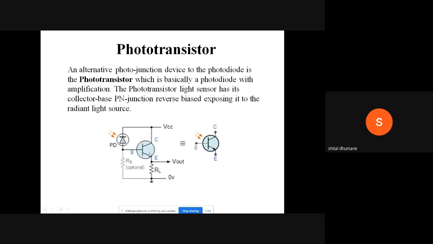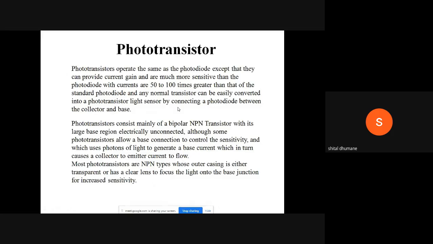So it has the same function as your photodiode; the phototransistor can only provide current gain and is much more sensitive than a photodiode. That current is about 50 to 100 times greater than that of standard photodiodes. So what does this phototransistor consist of? It consists mainly of a bipolar NPN transistor with its large base region electrically unconnected. Although some phototransistors allow base connection to control the sensitivity, it uses photons of light to generate a base current, which in turn causes collector-to-emitter current to flow.